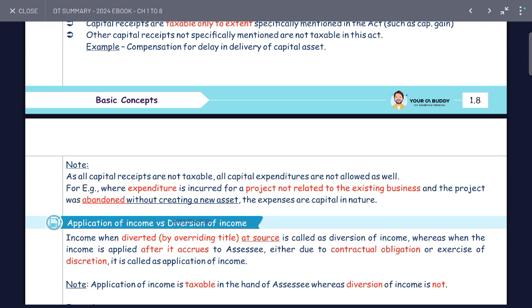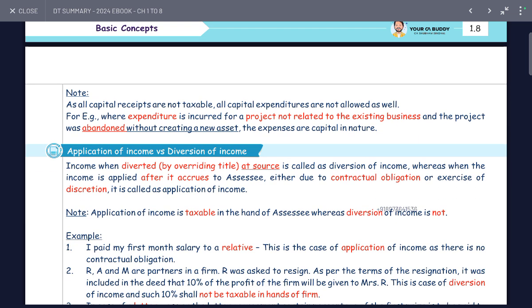All capital expenditure is not allowed as well. For example, expenditure on a project that is not related to the existing business and the project was abandoned without creating a new asset. Such expenses are capital in nature.